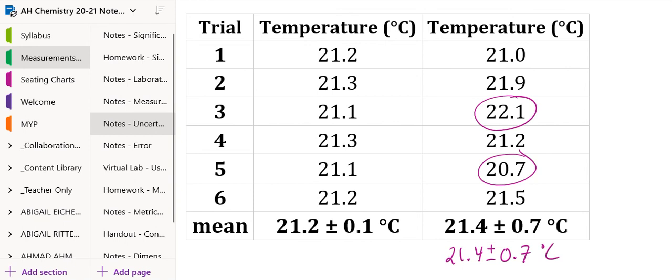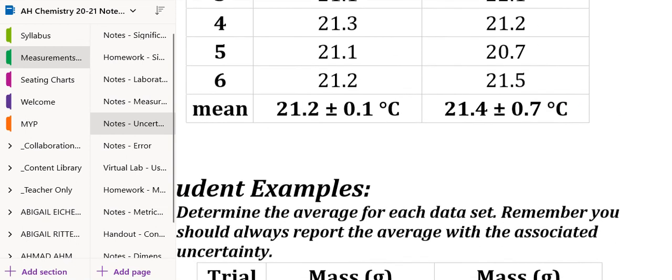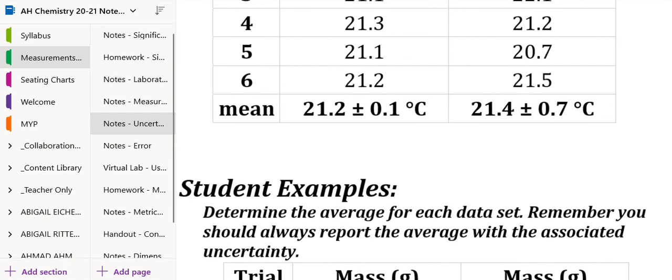So does our uncertainty have one significant digit? Yes. Is it in the same place as our last significant digit? Yes. Good. Okay. So below, there are student examples. So I want you guys working on those.